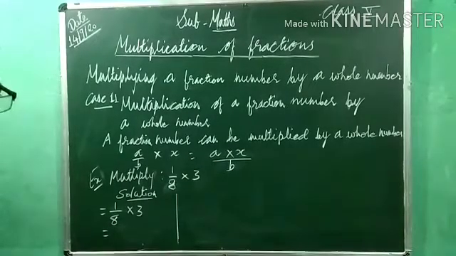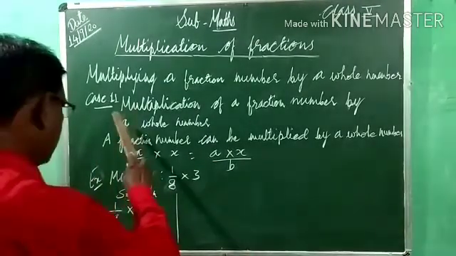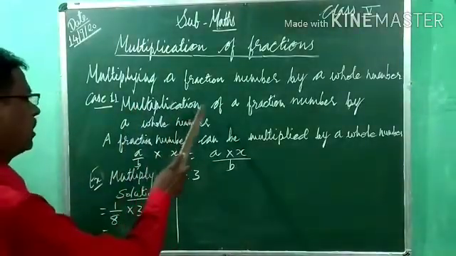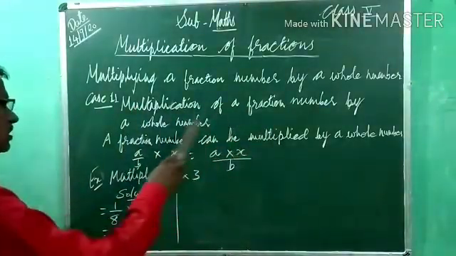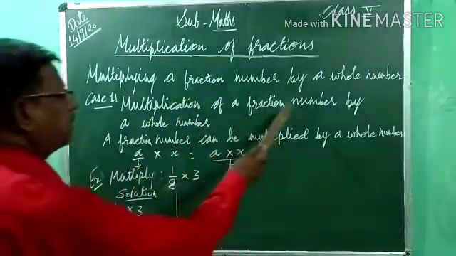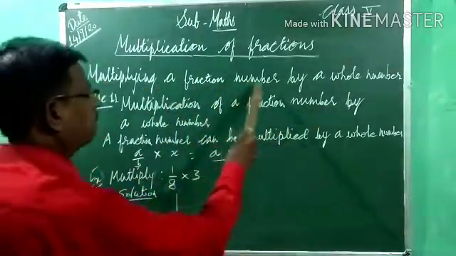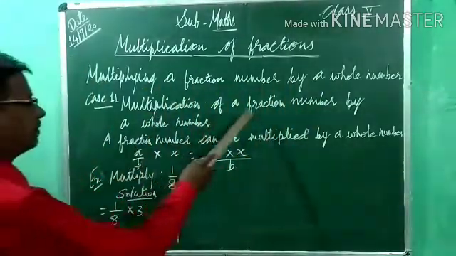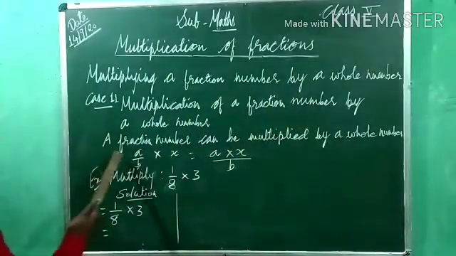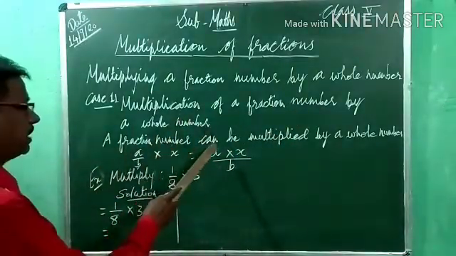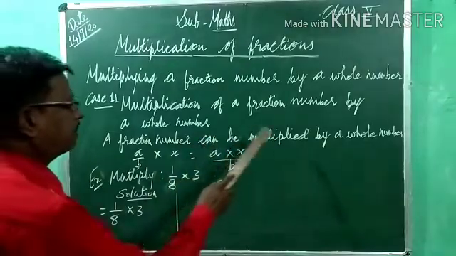In case 1 we studied multiplication of a whole number by a fraction. Now just the reverse of that: multiplication of a fraction by a whole number. Case 2: a fraction can be multiplied by a whole number.